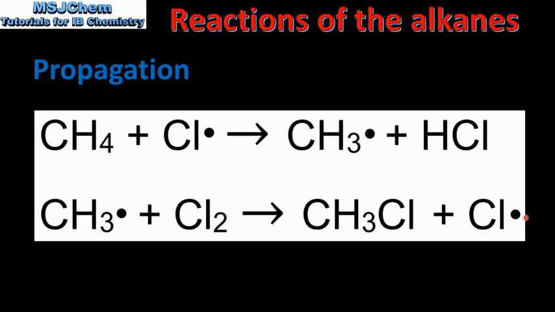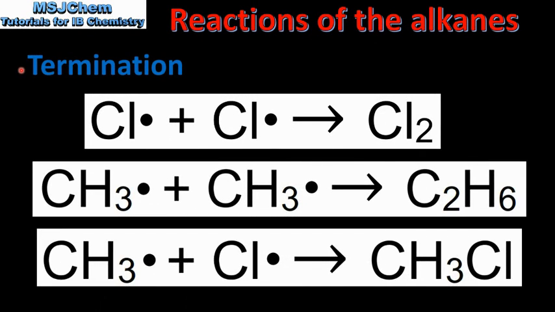As free radicals are produced in the propagation step, the reaction is known as a chain reaction. The final step is termination. In the termination step, the free radicals pair up their electrons to form molecules. In the first step, 2 chlorine radicals react together to form chlorine. In the second step, 2 methyl radicals react together to form ethane. And in the final step, we have a methyl radical and a chlorine radical reacting together to form chloroethane.